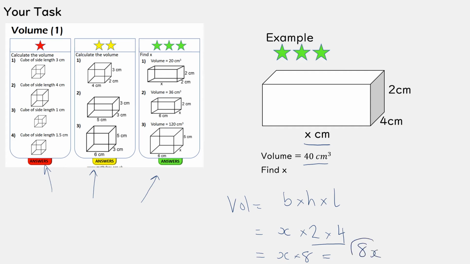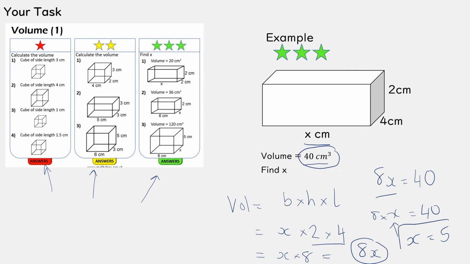Well, 8x is the volume, but the volume is also 40 centimeters cubed. So if I've got 8x, that's got to equal 40 centimeters. Remember 8x is 8 times x, so what does that x need to be in order to make it 40? 8 times what gives me 40? 8 times 5 gives me 40, so that x needs to be 5 in order for this volume to be 40.